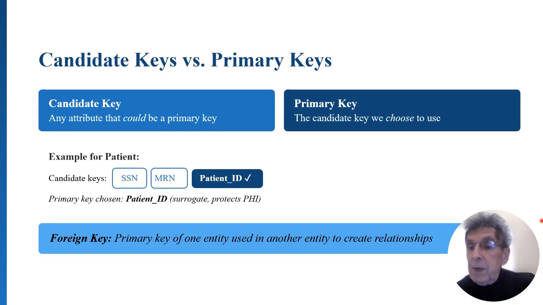For patient, we typically use patient ID, the surrogate key. Why? Because the surrogate key protects protected health information. The ID number 1001 reveals nothing about a specific patient. It's also stable, unlike email addresses that might change. Now, a foreign key is different. A foreign key is the primary key of one entity used in another entity to create a relationship. If visits contains patient ID, then that's a foreign key in the visits table. Foreign keys are how we implement relationships. We'll go into this in more depth later.